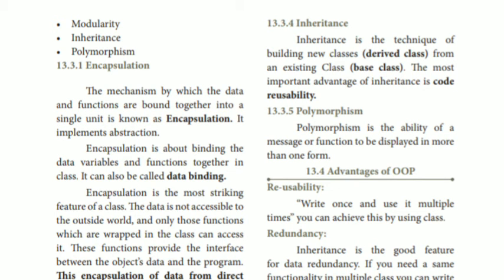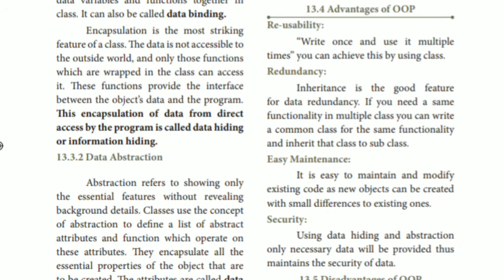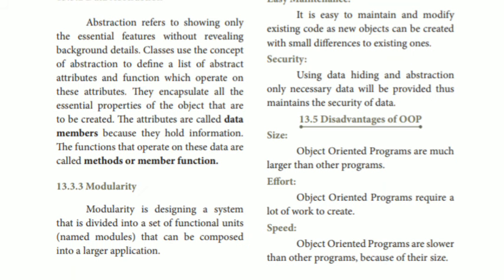Advantages of use: reusability, redundancy, easy maintenance, security. Redundancy means you want to reduce the memory allocation. Reusability means write once and use multiple times. Easy maintenance means it is easy to maintain and modify. Security means security is the main thing. Next one is size, effort, speed: speed is low, effort is low, size is very small. This is used for very small programs. That's all. Very easy concept, 3 pages only. So I take a single shot of video.